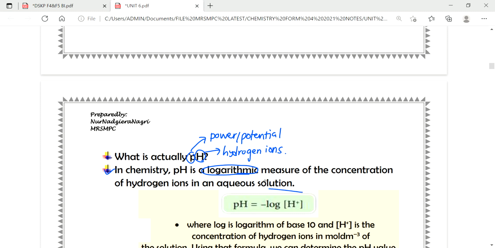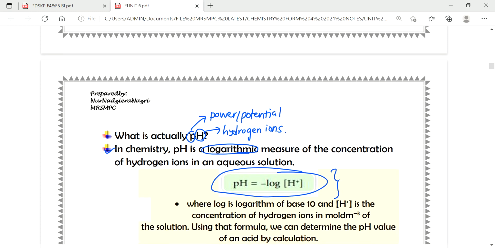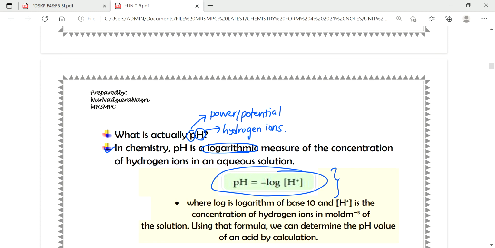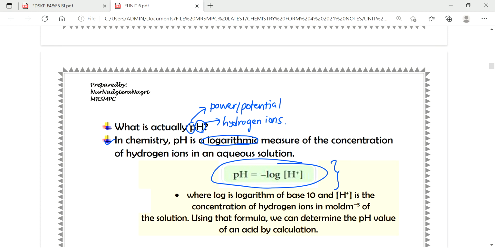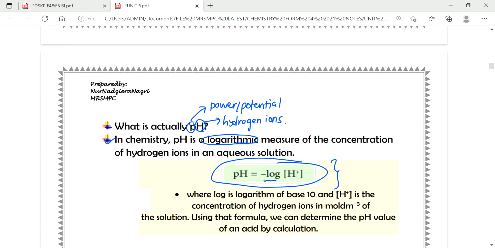Okay, by using this formula. The pH meter gives out the pH value using this calculation. So to get the pH, you have to memorize this formula. pH is equal to negative log, which is in the calculator, and then the concentration of hydrogen ions. This is more about acid. pH is more about acid because we want to look at the concentration of hydrogen ions.